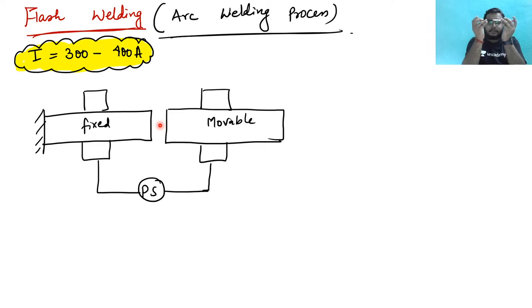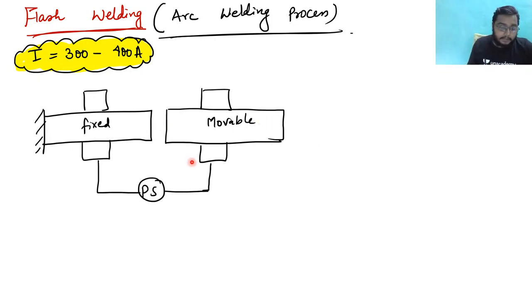Once the short circuit is there, we have seen that electrons will flow with a very high velocity and an arc will be generated. Now, to continue the arc, we have to separate these gaps with some distance. So we have to separate these two workpieces with some distance to continue the arc. I hope you got the idea.